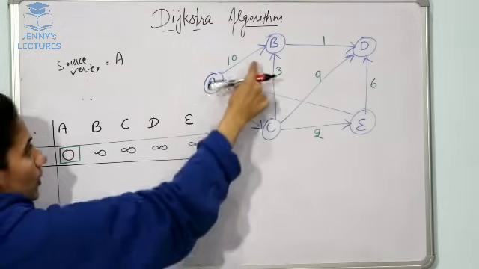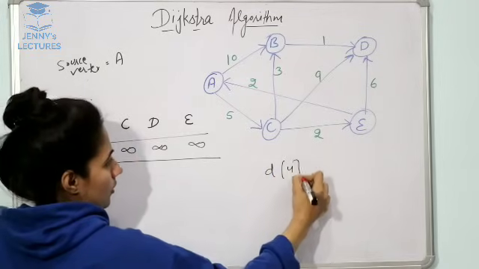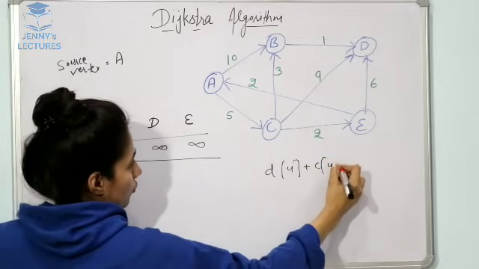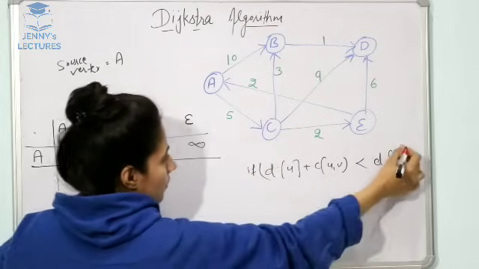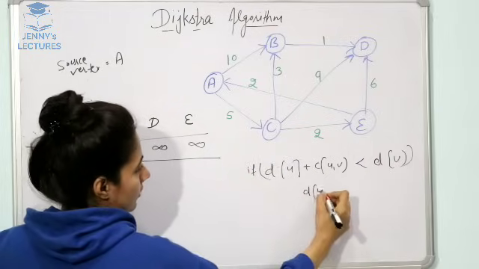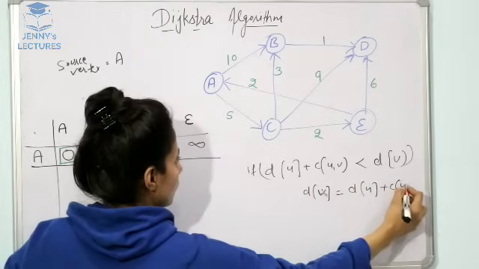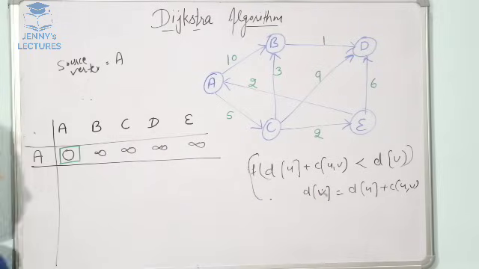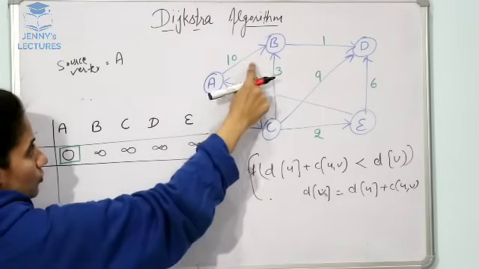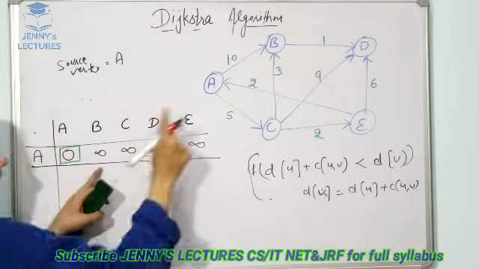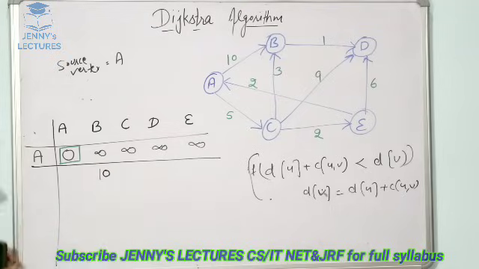Now find out the distance from A to B. Distance of A is 0. Same formula: distance of U plus cost of U to V, and distance of V. If this one is true, then we will update distance of V to distance of U plus cost of U to V. Use this formula only. Now find out from A to B. Distance of A is 0, 0 plus this cost 10 is 10. And distance of B is what? Infinity. 10 is obviously less than infinity. We will update here 10 only.